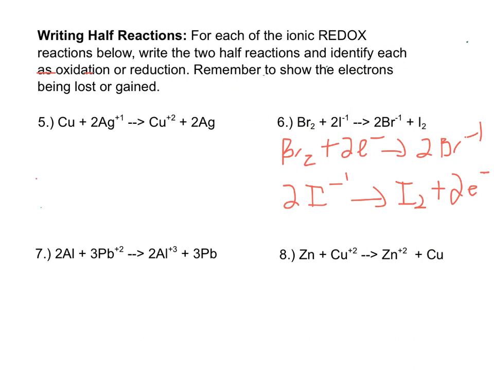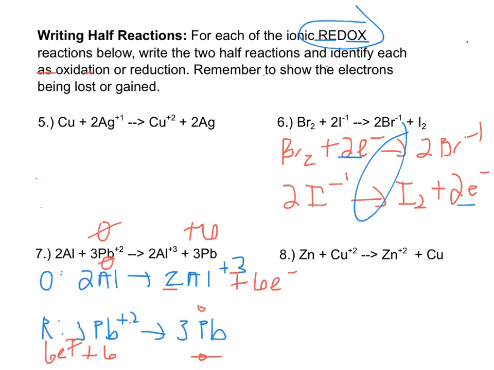Okay, so here's what it looks like without all of the markings everywhere. We should always have electrons on opposite sides. One of them has to be losing electrons, one of them has to be gaining electrons in order for it to be a redox reaction. They're complementary. You can't have one without the other. Okay, we're going to go through these next two fairly quick.